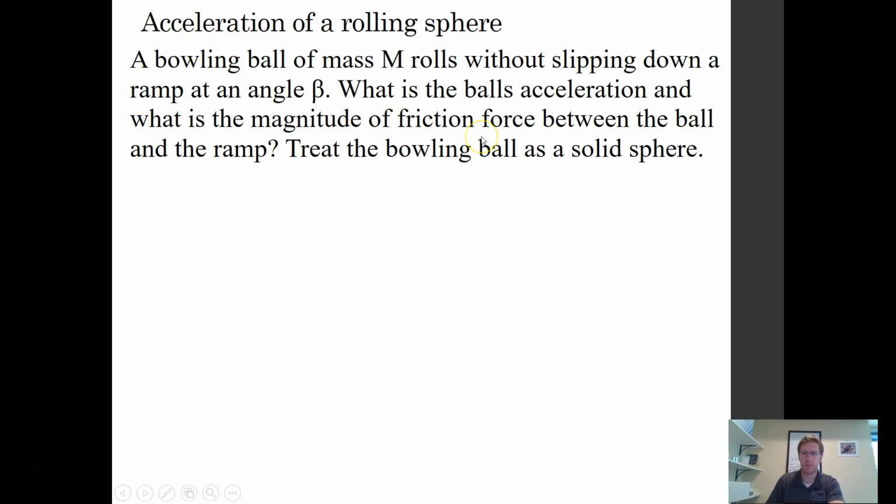So we know it's friction force that's causing it to rotate. I want you to tell me two things. One, what is the acceleration of the ball down the ramp, assuming it's at an angle beta? And the second thing is I want you to tell me what is the force of friction. And I want you to model the ball as a solid sphere. Pause the video and try it out.